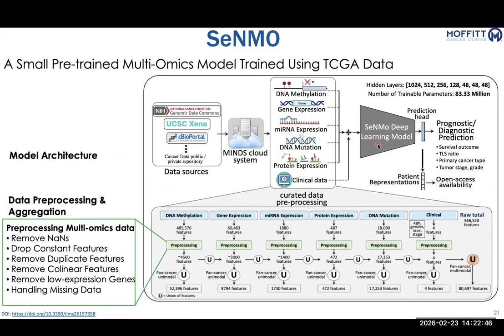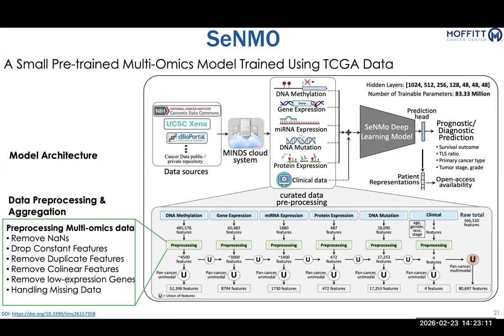Once the model was trained, we used the same model to evaluate different tasks such as survival prediction, cancer type classification, and some nuanced tasks such as TLS ratio, which I'll talk about in a while. Once this baseline model was trained, we used the same model to generate patient embeddings for open access availability.